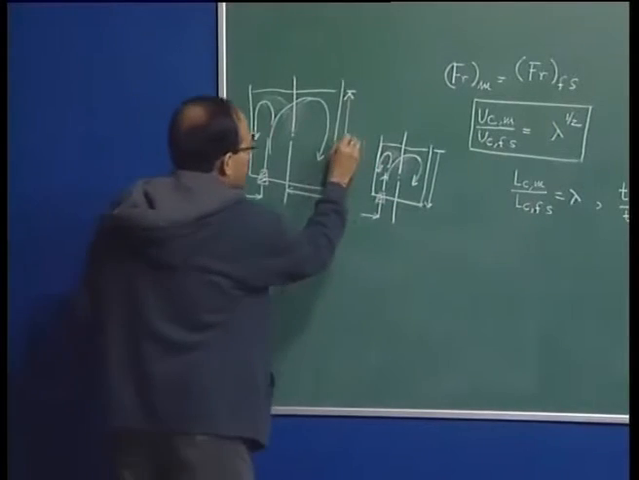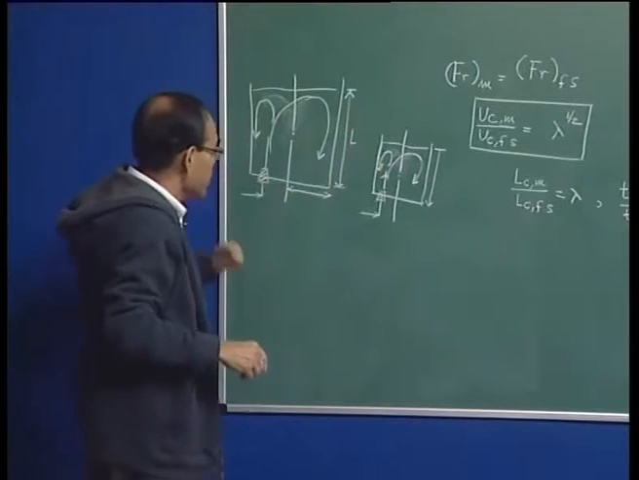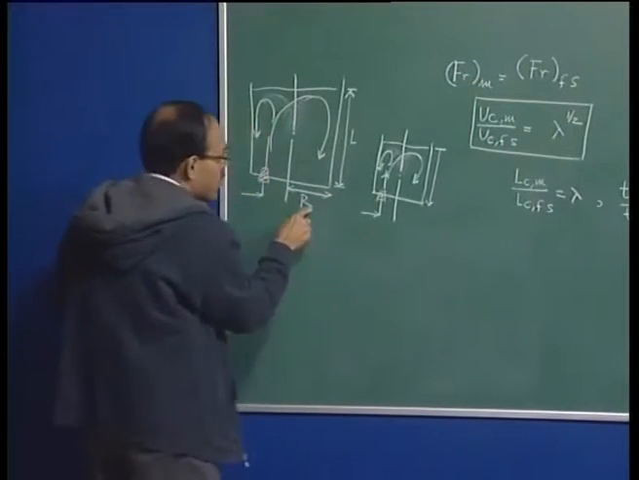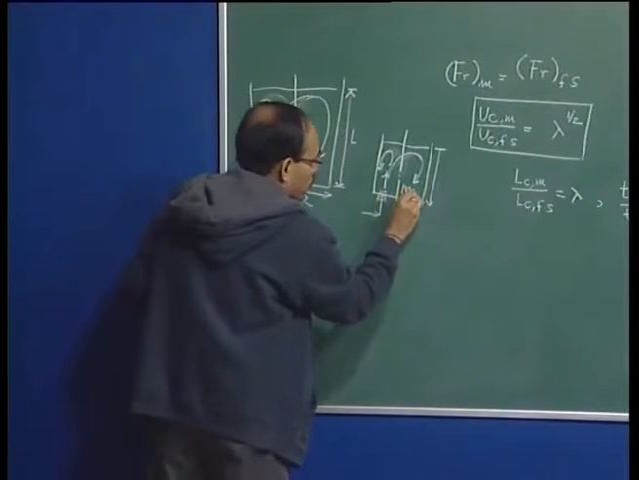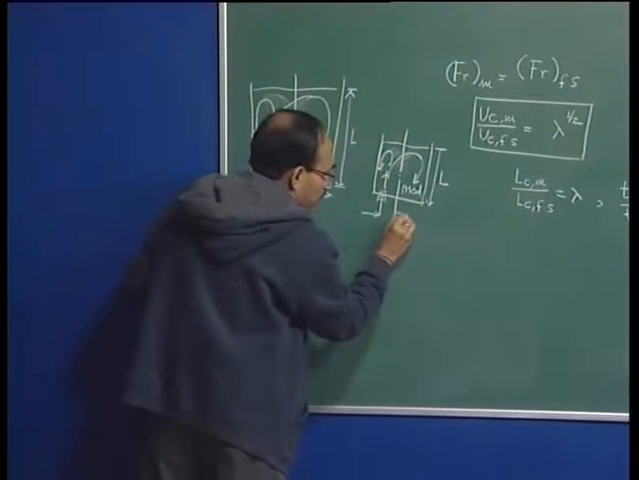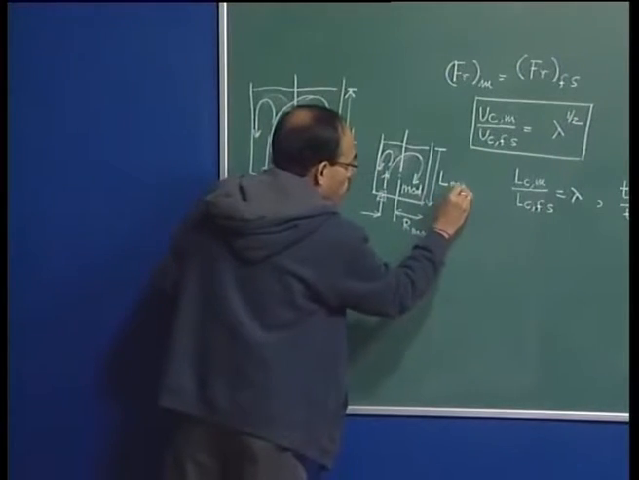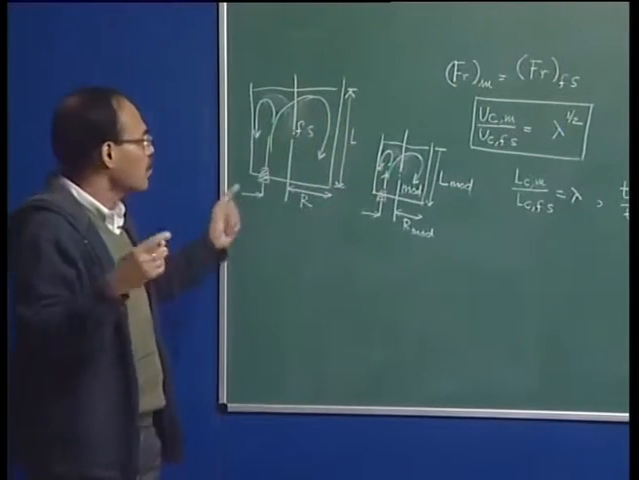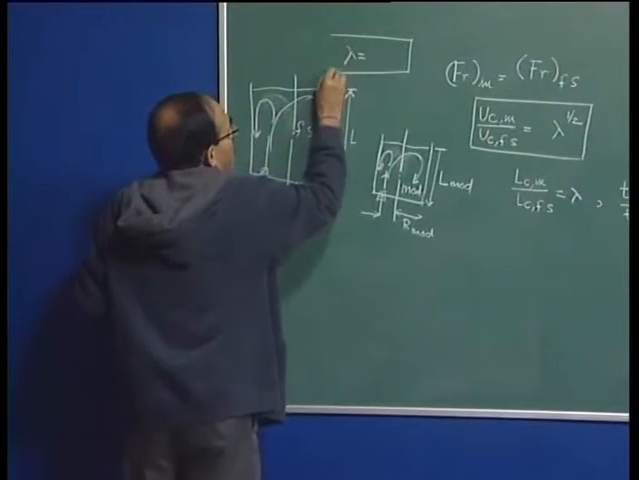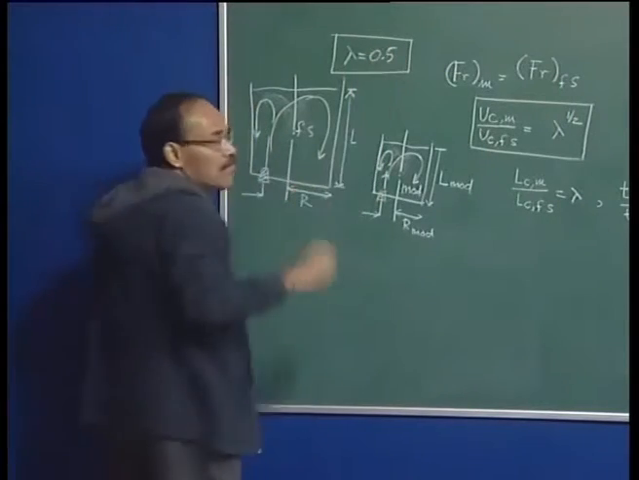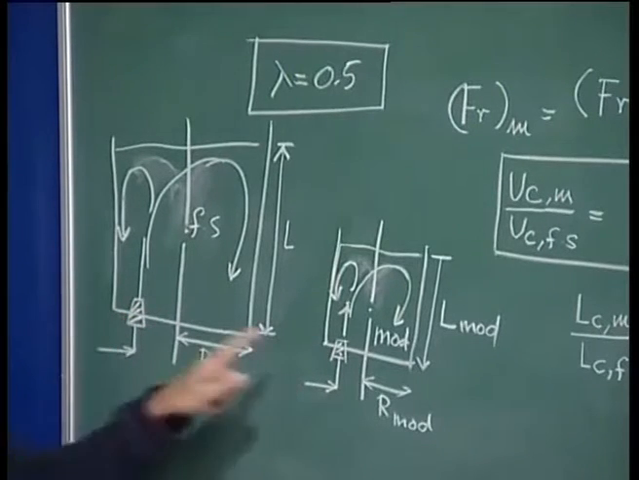Now, this dimension L is the depth of liquid. I am not saying this is L sub C, this is L and this is R. So, this is R sub full scale, this is L sub full scale, this is L sub model, and this is R sub full scale, R sub model. These dimensions I have obtained once I have selected that lambda is equal to 0.5. The nozzle diameters are not so important to us.